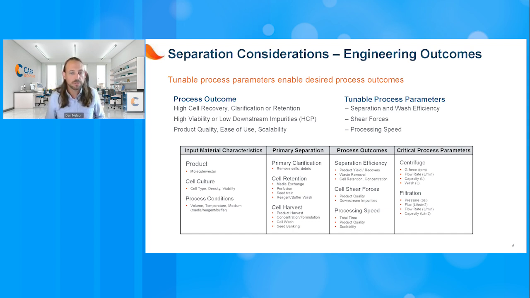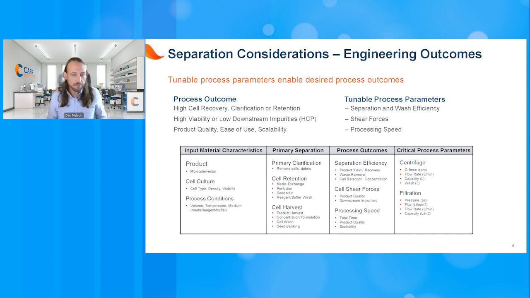So how do we work with our customers to engineer the outcomes? We do that by tuning these critical process parameters based off of their specific characteristics and what those goals are. So we start off by understanding what the input material characteristics are. What is the cell type? What's the diameter? What's the density? These are things that are going to influence that cell and how it may perform as a product, or what's going to happen to its contents through the separation process.